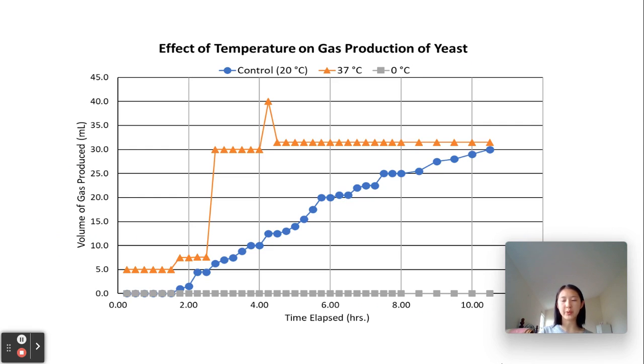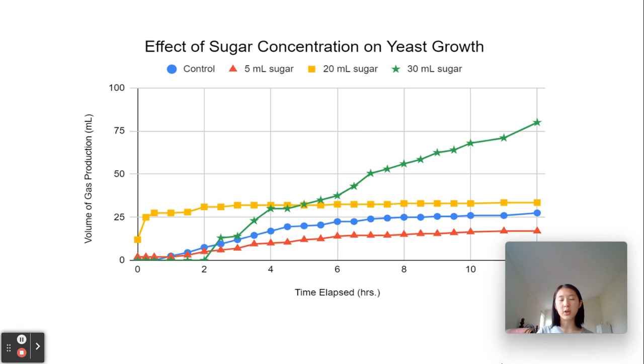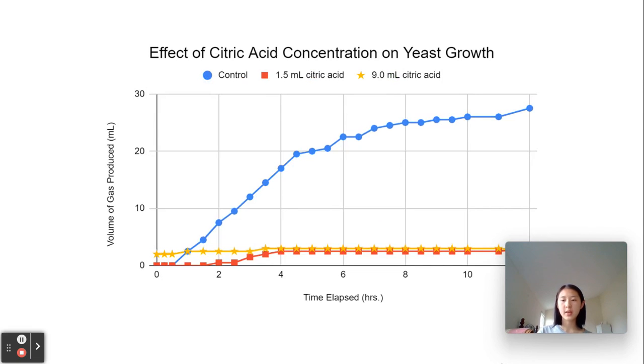First, I found the optimal temperature, which was 37 degrees Celsius. Then I looked at how sugar concentration affected growth. I found that increasing sugar concentration promotes growth. On the other hand, increasing citric acid concentration, and citric acid in general, inhibits yeast growth because citric acid is an inhibitor.